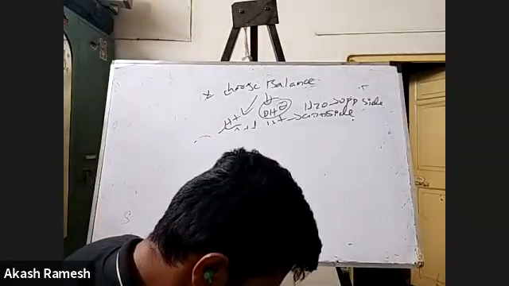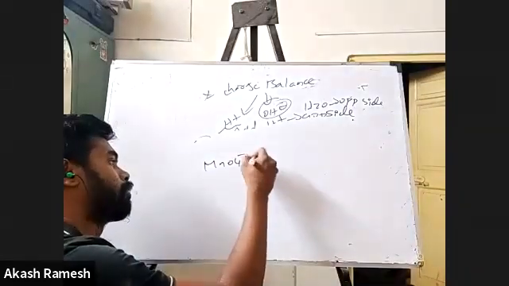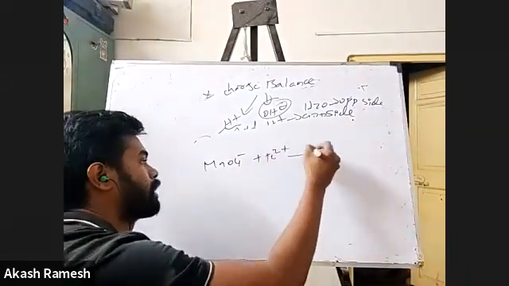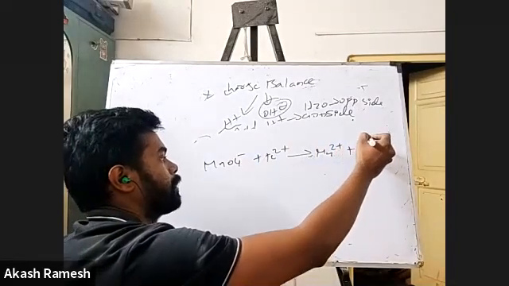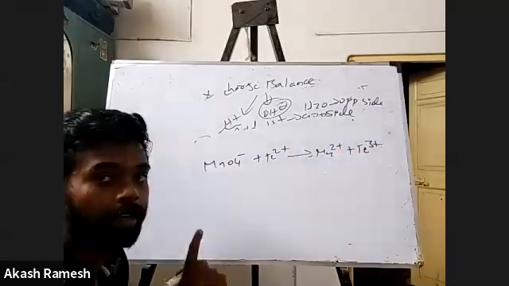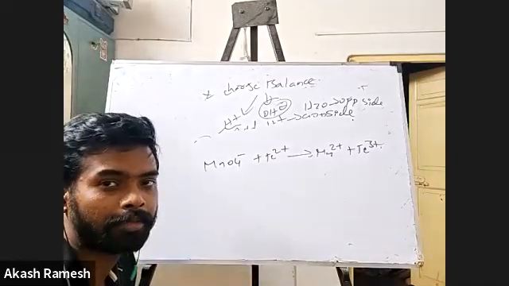Now the next question. MnO4 minus plus Fe2 plus gives Mn2 plus plus Fe3 plus. I'm not going to tell you what medium it is, but you are going to tell me what medium this is.